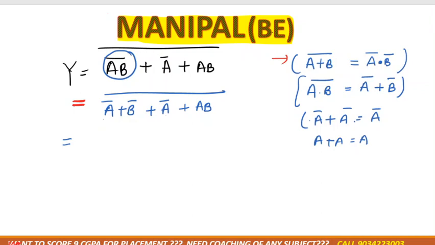Then after that we'll be left with a bar plus b bar plus ab and the bar, right? Now bar and bar would be cancelled. Now try to solve it on your own, then I'll tell you.